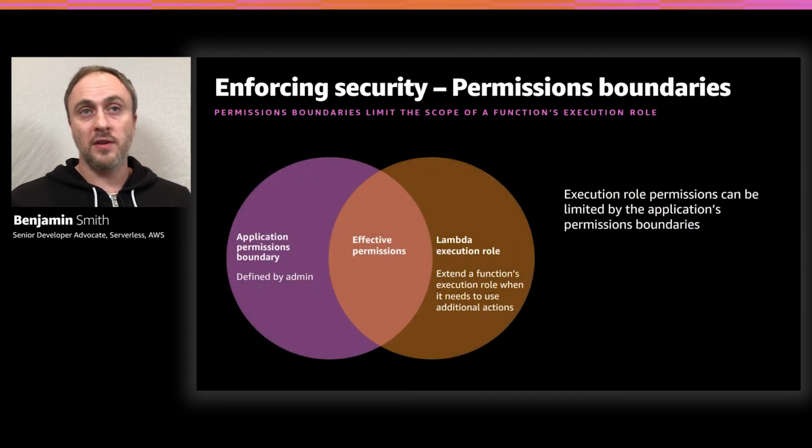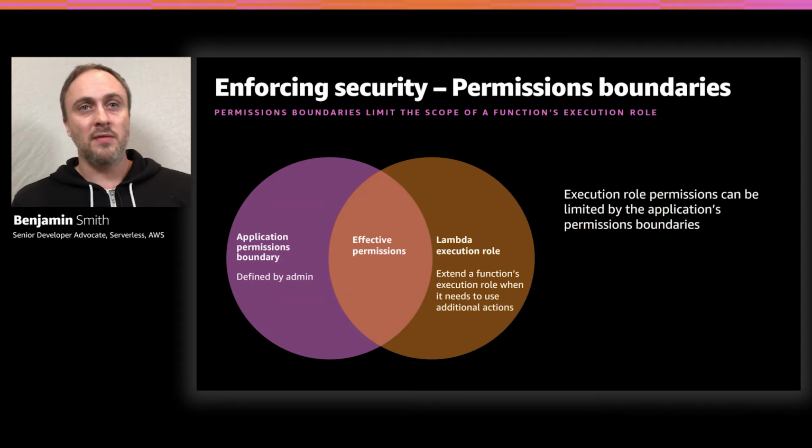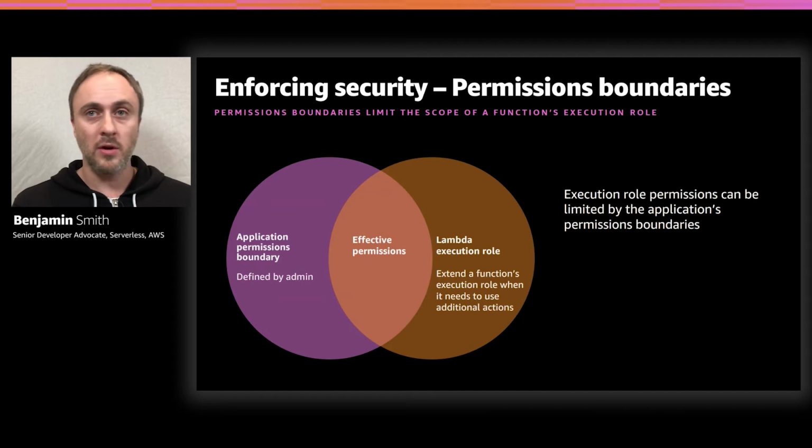And you can go further still by creating permission boundaries to limit the scope of a function's execution role. This can prevent users with write access from escalating the application's permission beyond the scope of its own resources. So what that means is even if the function's execution role has been granted additional permissions, they're only going to be effective if it's also been permitted by that permission boundary.